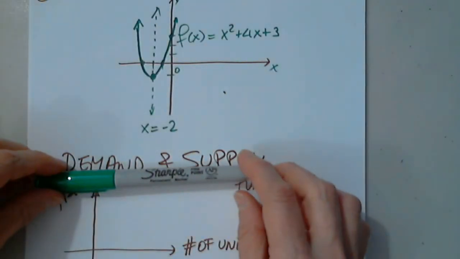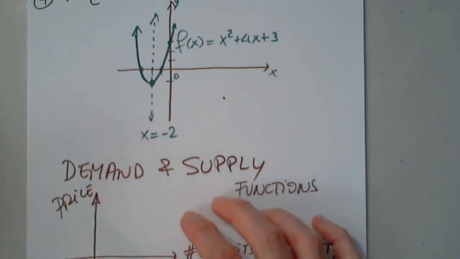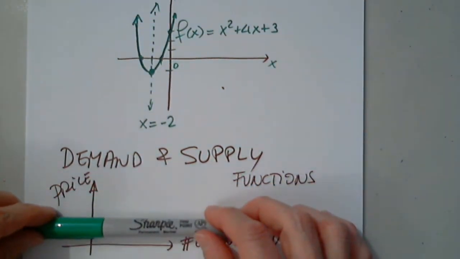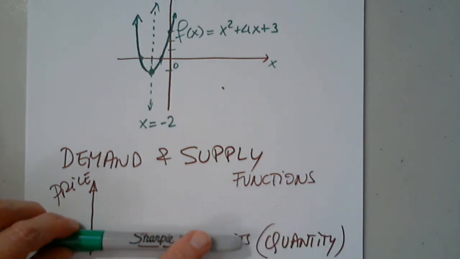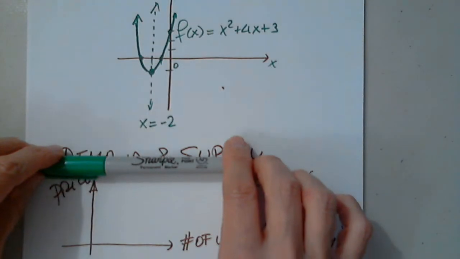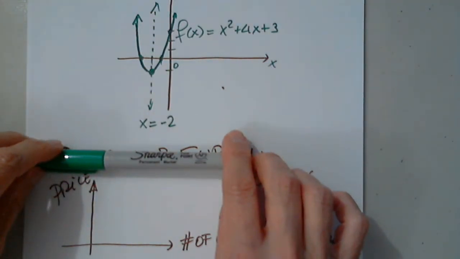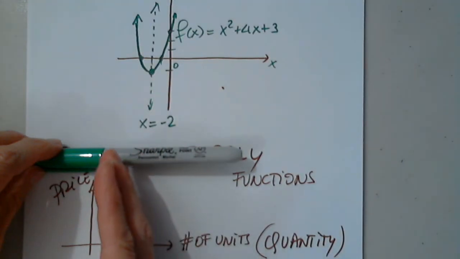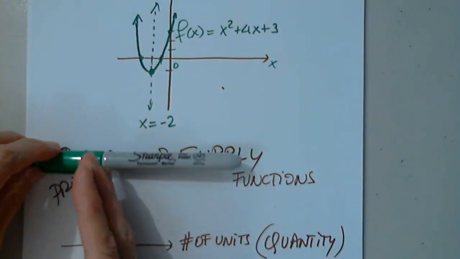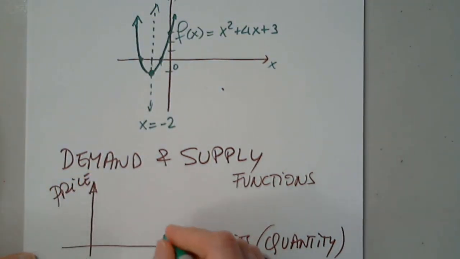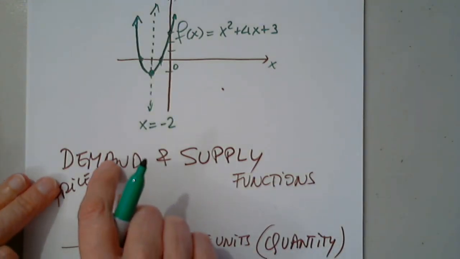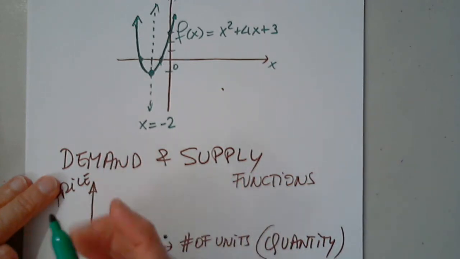So if we look at a low price, let's start with the demand. If the price is low, would you agree that we can afford to buy many units? If the price is high, we can afford to buy as little as possible. So in other words, if the price is low, we can afford a lot in quantity or number of units. But if the price is high, we can afford very few units.